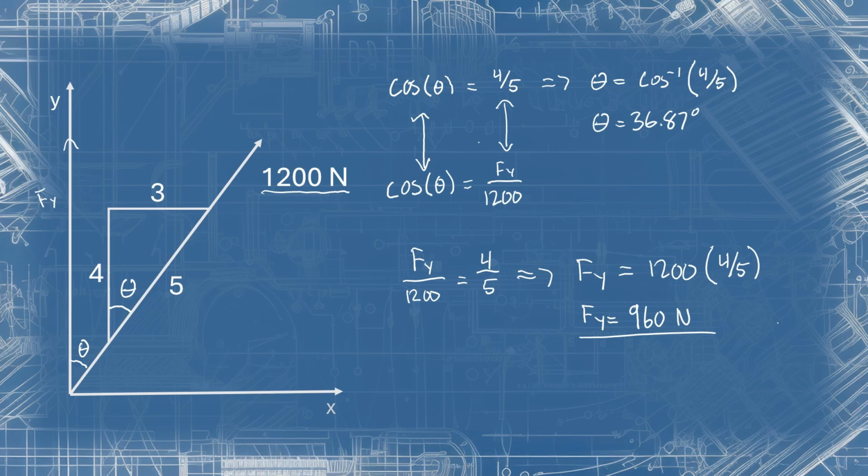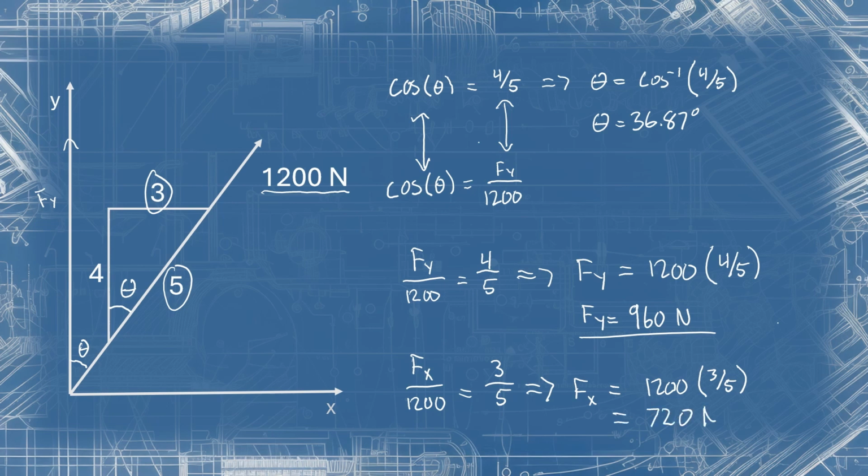So let's do the Fx vector. We have Fx over that same 1200 equals, this time we're interested in this side and the hypotenuse. So we do 3 over 5, which gives us Fx equals 1200 times 3/5, which comes out to be 720 newtons. So hopefully that was pretty clear. We'll do one more example to see if we can drive it home.